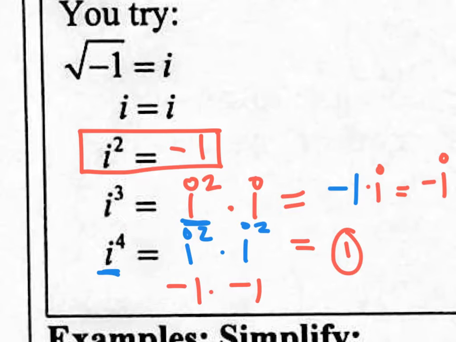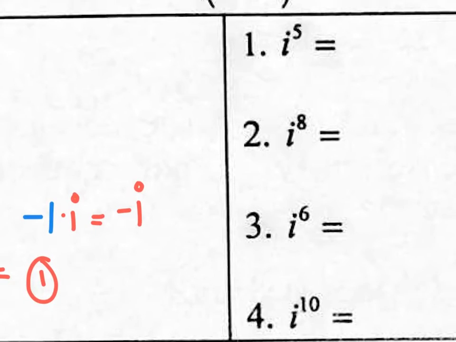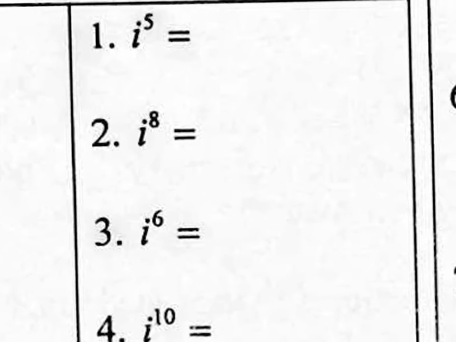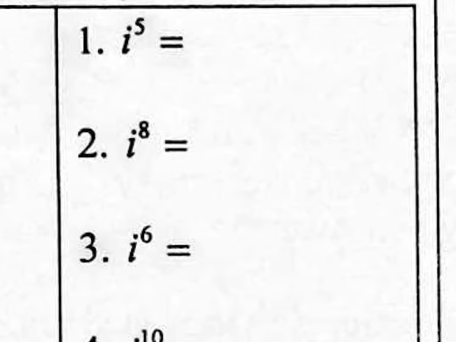What's i to the fourth? Oh, that could be rewritten as i squared times i squared. That's really negative 1 times negative 1, which is positive 1. You guys got it? How about i to the fifth? What did we just say that i to the fourth was? The final answer would just be i.